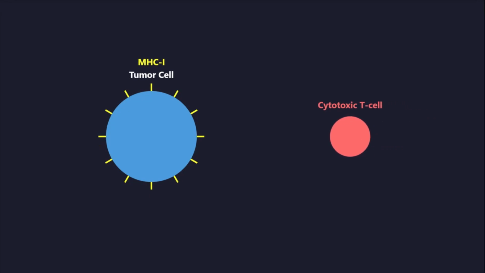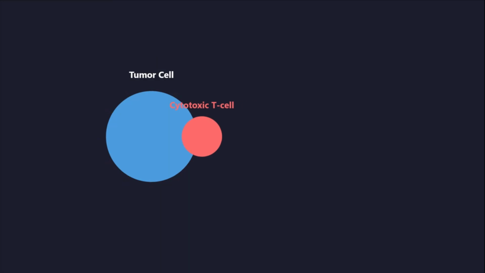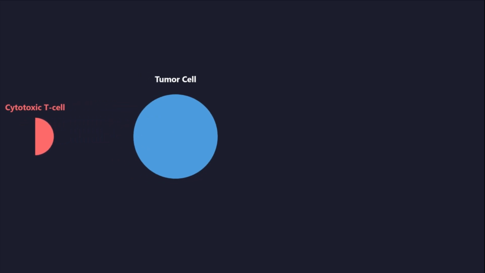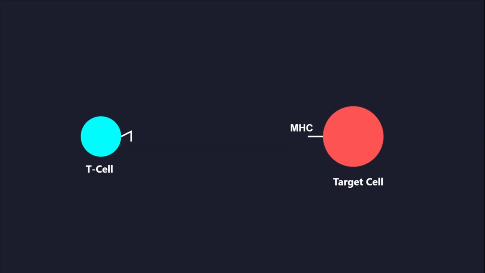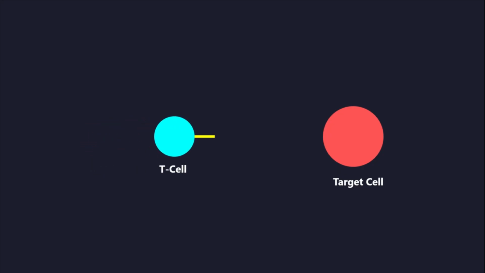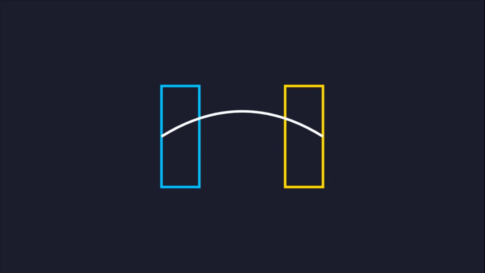Tumor cells frequently downregulate major histocompatibility complex class I molecules to escape detection by native cytotoxic T cells, effectively bypassing the natural surveillance mechanism of the adaptive immune system. Chimeric Antigen Receptor technology overcomes this evasion by engineering T cells to recognize specific surface antigens directly, completely independent of major histocompatibility complex presentation or peptide processing.